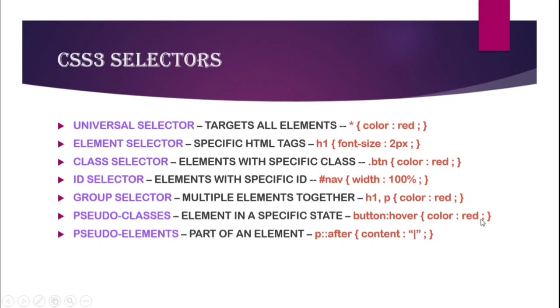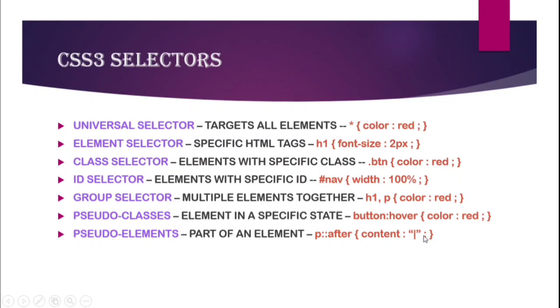Then we have pseudo elements, part of an element. We want to change only a small part of an element, a small piece of data that you want to add. The before or after effect is nothing but the pseudo elements. Here you can see the p tag has the pseudo element of after. For that, content is nothing but the slice that we have added here.